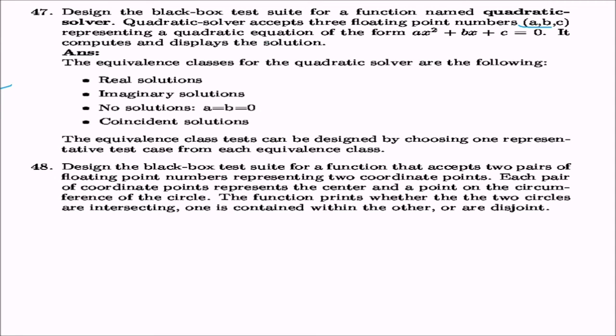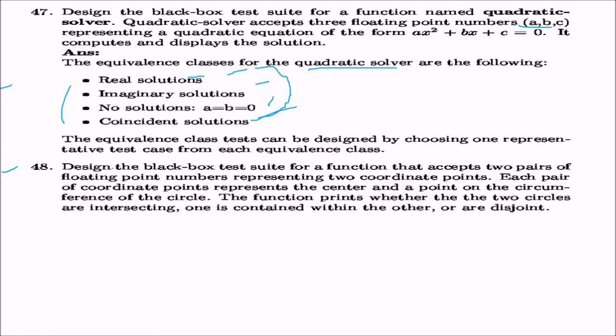So the equivalence classes for this quadratic solver would be real solution, imaginary solution, or no solution if a and b equal to 0. And also we can have coincident solutions. So the equivalence class test can be designed by choosing one representative test case for each equivalence class.